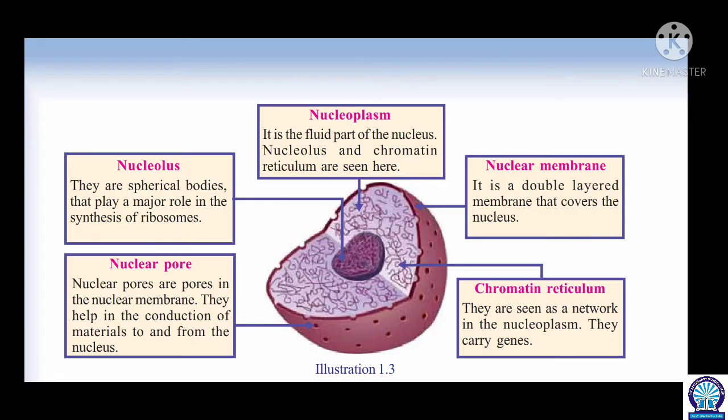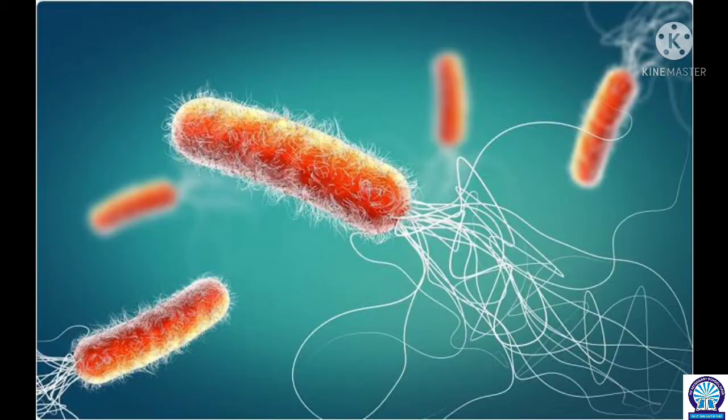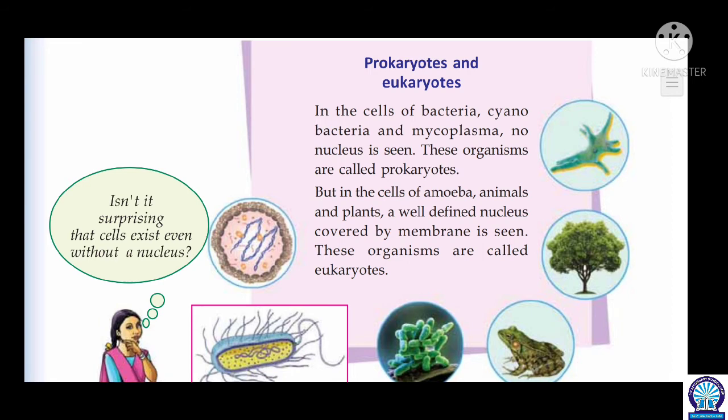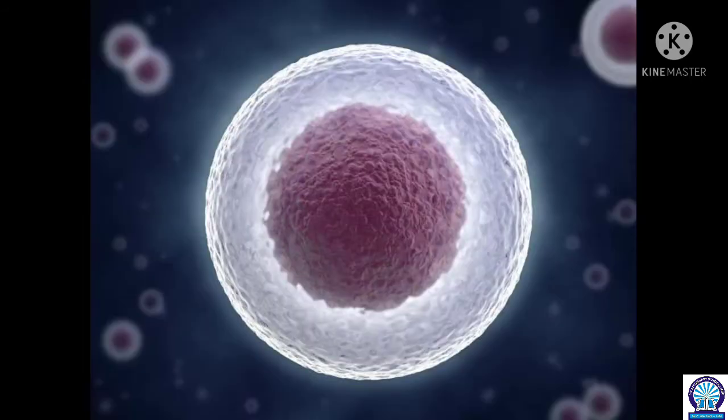Then you know that a cell contains a central portion called the nucleus, but some organisms such as bacteria, cyanobacteria, mycoplasma have no nucleus. That is, in the cell, no nucleus is seen. These organisms are called prokaryotes. But in humans, animals, plants, there is a nucleus seen in each cell, so they are called eukaryotes. That is, in the cells of amoeba, animals, plants, a well-defined nucleus covered by a membrane is seen. These organisms are called eukaryotes.